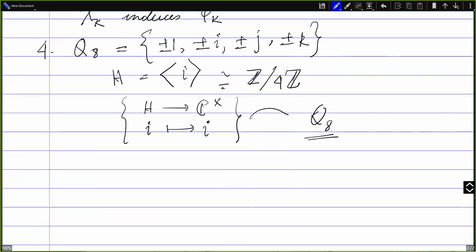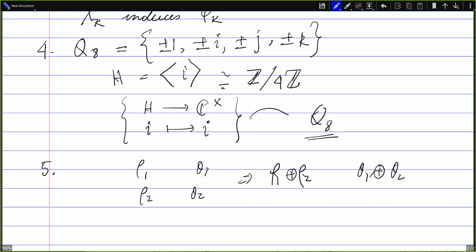Well, the next thing we'll see is how induction behaves with direct sum. That is, if rho 1 is induced by theta 1 and rho 2 is induced by theta 2, then we see that rho 1 direct sum rho 2 is induced by theta 1 direct sum theta 2. So that shows that if we have two induced representations, then we can construct another induced representation.